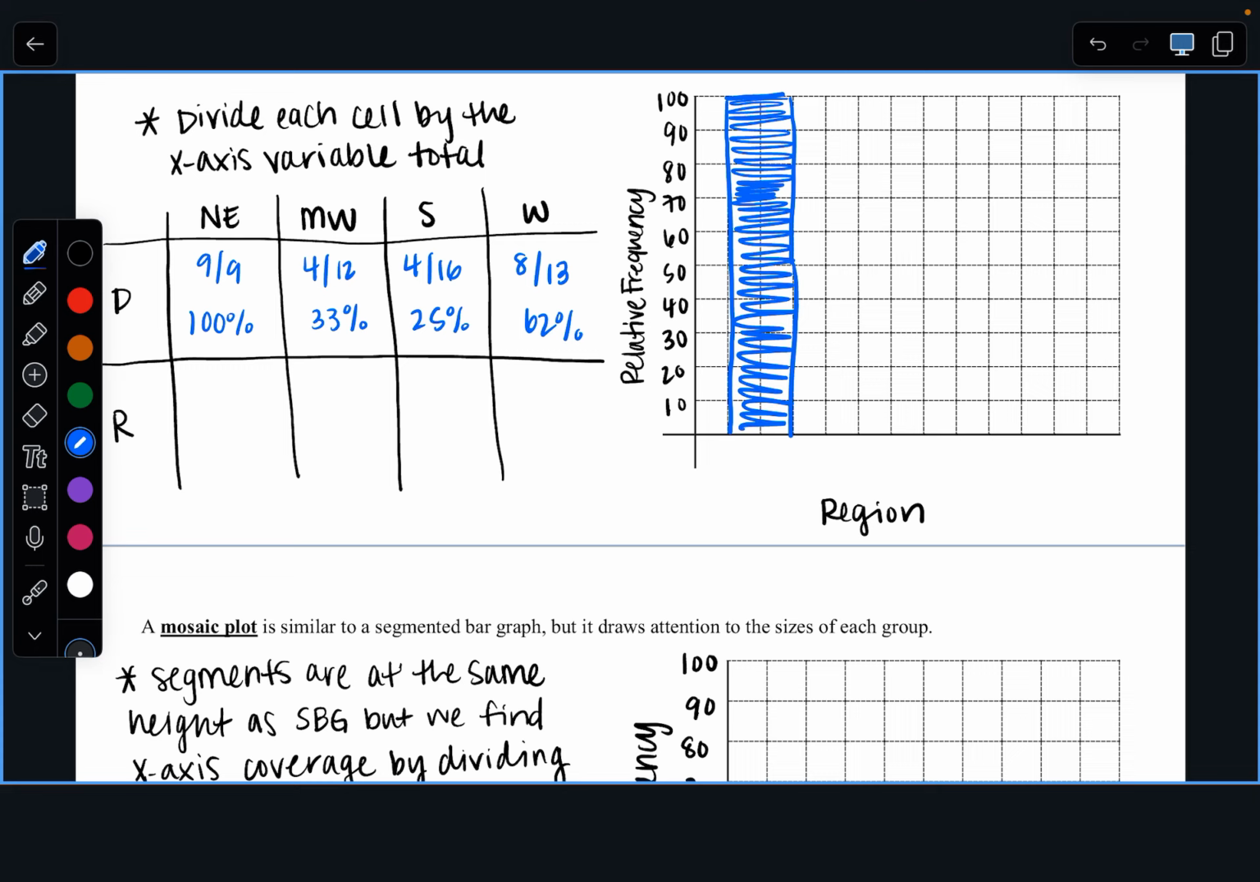So they end up being a little bit wider. I'm just going to go 2 cells wide because it covered the 2 bars that I have. And we will stack them in the same order. So I'm going to do all the Democrats first. So I have about 33%. So I'm going to go where I think 33 is. And that's why it's not super important that you round to like 2 decimal places like we do in everything else, because you're kind of just eyeballing it either way. And then we have 25% for the South and 62% for the West.